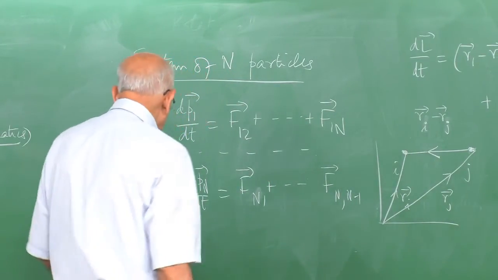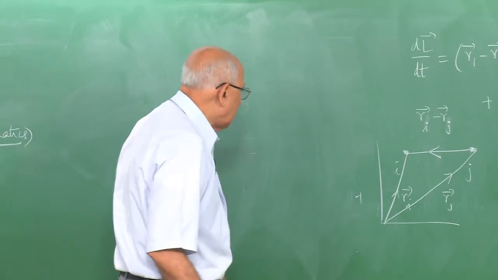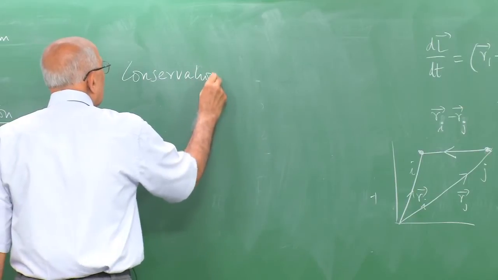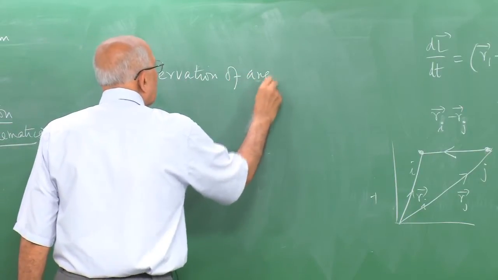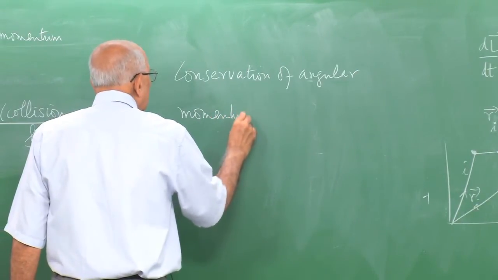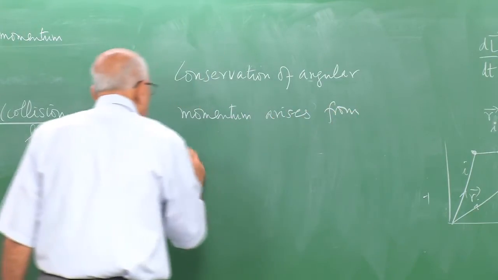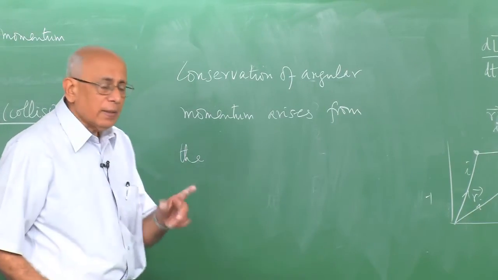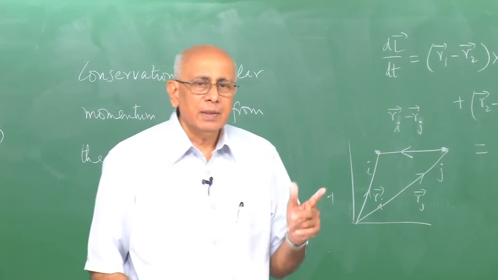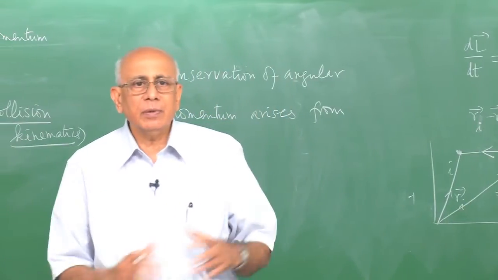And I'll write this down. We won't prove it here, but I'll write this down. The conservation of angular momentum arises from the fact that the properties of empty space are the same in all directions. Earlier we said space is homogeneous. In other words, the location, the absolute location of the origin, didn't matter.